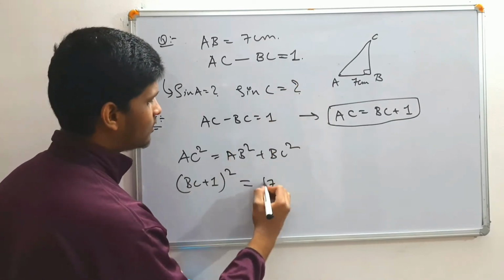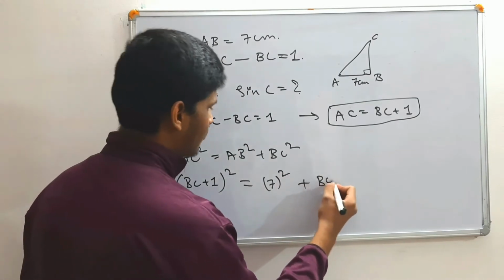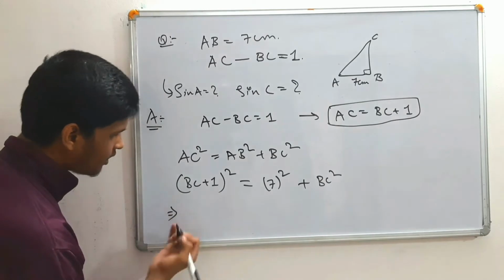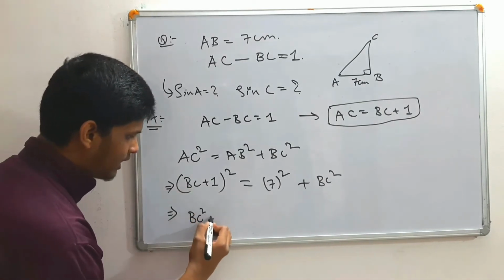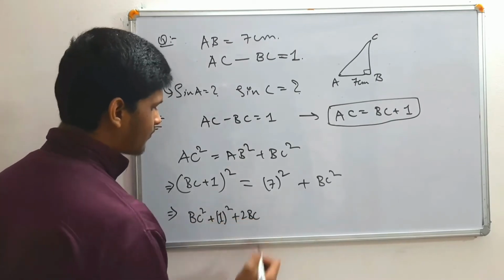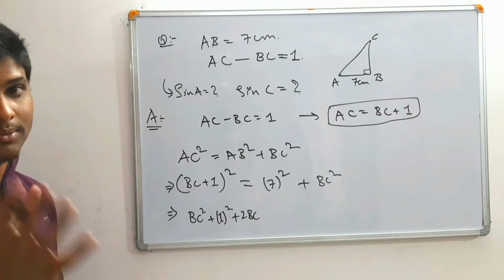AB square, AB is 7 centimeter, so 7 centimeter square plus BC square. We don't know what BC is, so let's keep it like that only. So it becomes BC square plus 1 square plus 2BC. According to the formula, (a plus b) whole square is equal to a square plus 2ab plus b square.